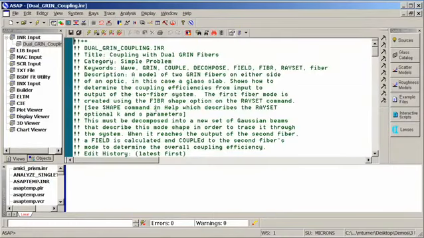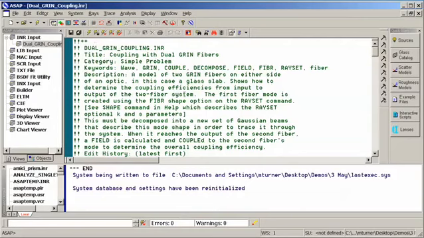In this particular case, what we're going to do is define a couple of grin rods and put a coupler in the middle, and then we'll look at the output distribution coming out of the optical fiber. And we use this to determine the fiber coupling efficiency. So let's run a file and take a look at the analysis.